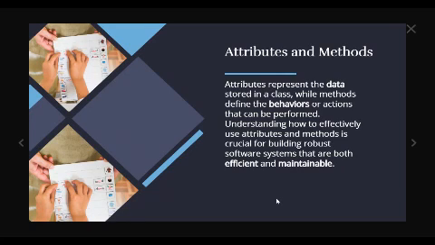Moving forward, now we will see attributes and methods. Just a few things about them. Attributes represent the data stored in a class, while methods define the behavior or actions that can be performed. Understanding how to efficiently use attributes and methods is crucial for building robust software systems that are both efficient and maintainable.